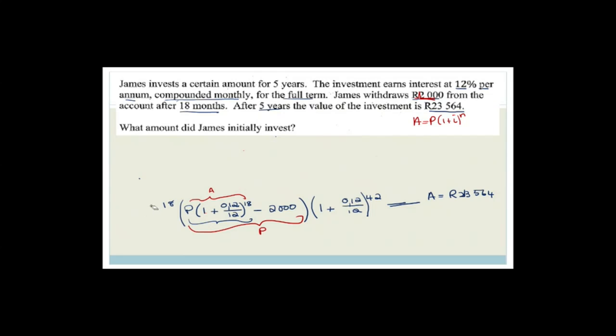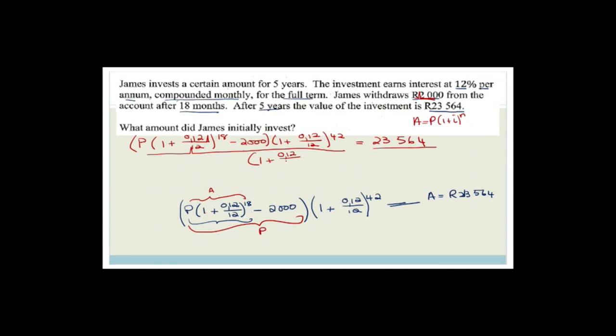Okay, so I'm just going to rewrite this so that we know what's going on. We've got P times 1 plus 0.12 over 12 to the power of 18 minus 2,000, times 1 plus 0.12 over 12 all to the power of 42, is equal to 23,564. So what I could do to make my life easier is divide both sides by this fraction: 1 plus 0.12 over 12 to the power of 42. So the left side becomes this, and the right side is 23,564 divided by 1 plus 0.12 over 12 all to the power of 42. Let's work that out on the calculator now. I'm just going to erase this so that we have space to write.